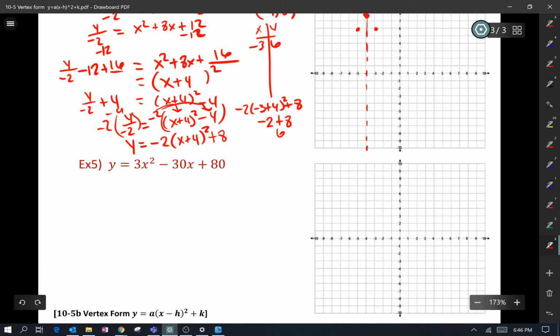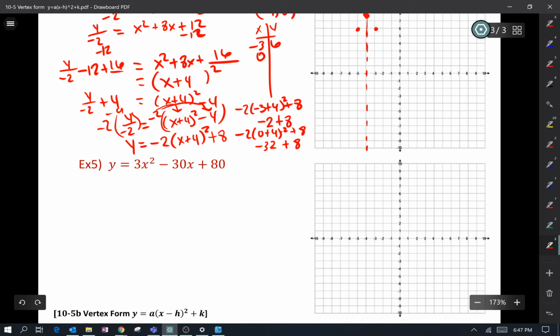Reflect it. And let's try 0. 0 would probably be good, right? So negative 2 times 0 plus 4. Oops, I'm running out of room, right? Negative 2 times 0 plus 4 squared plus 8. Well, 0 plus 4 is 4. 4 squared is 16 times negative 2 is negative 16. Actually, no, bigger than that, right? 4 squared is 16 times negative 2 is negative 32 plus 8.